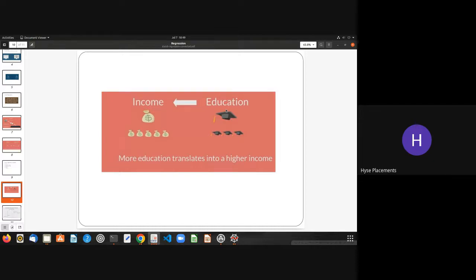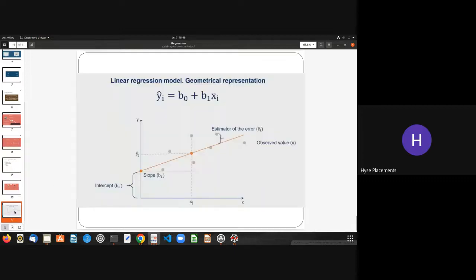That means the income is the dependent variable, and education is the X input. If the education is increasing, the income is also increasing. That means it increases linearly, right? So when you plot a graph between income and education, we are going to get a graph like this.